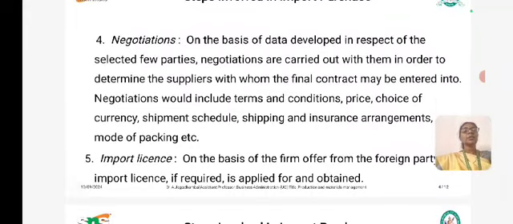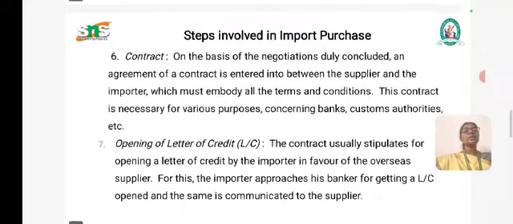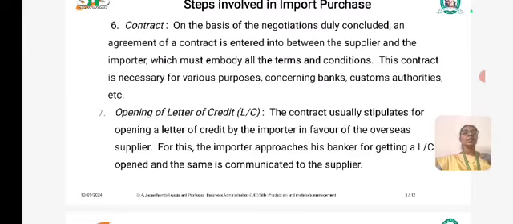Then next step is import license. On the basis of the foreign party, an import license, if required, is applied for and obtained. Then next one is contract. Contract is important on the basis of the negotiation, because in negotiation we consider price, quality, quantity, mode of packaging and transport. Based on that, a contract agreement is entered into between the supplier and the importer.